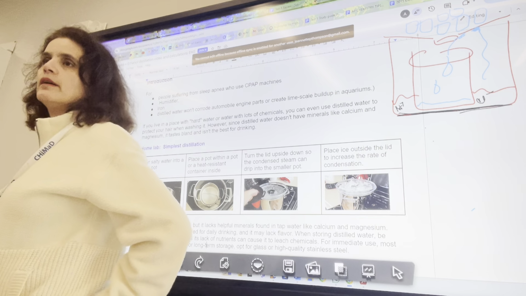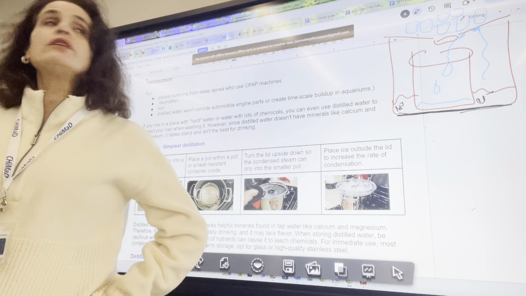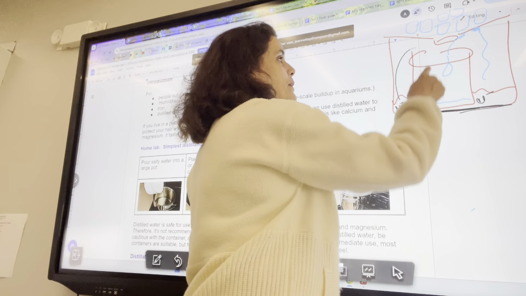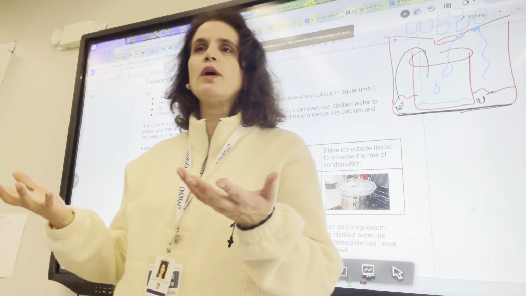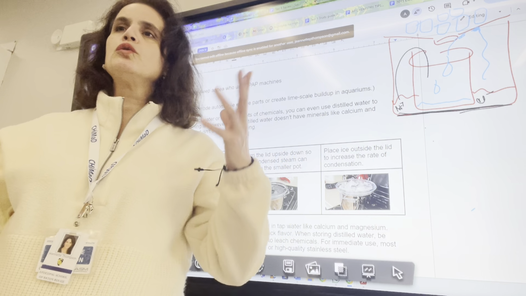Does it matter what we put the burner on, like high, medium, or low? I would rather you not put it too high, because sometimes when you put it too high, this boils like that, and some of that may actually jump in here. Some of that solution may actually jump if you put it too high. So you want it to be boiling, but not boiling too violently.